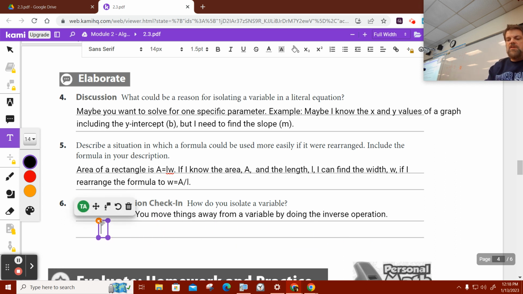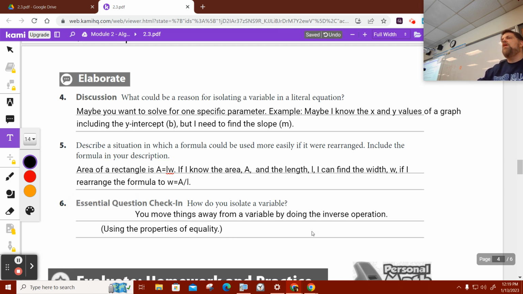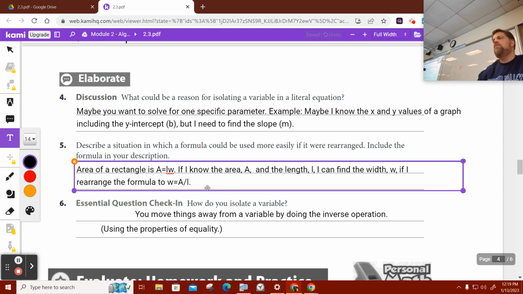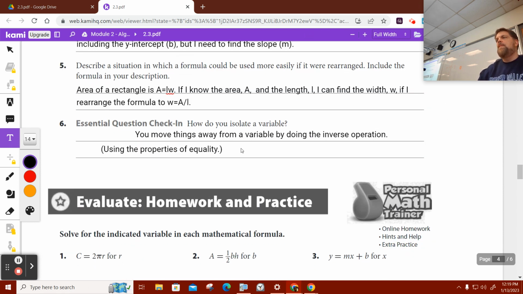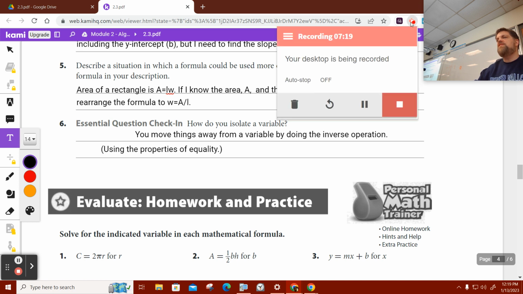And remember, you are using the properties of equality. So if I add to both sides of the equal sign, then that's the addition property of equality. If I'm subtracting from both sides, that's the subtraction property of equality. Okay? All right, so we're going to pause that video there.